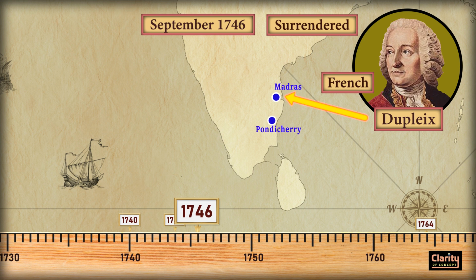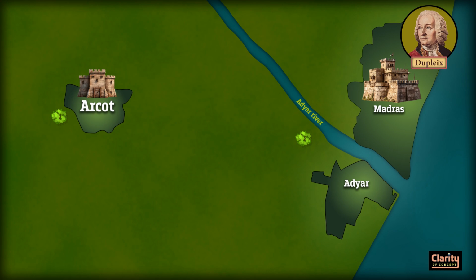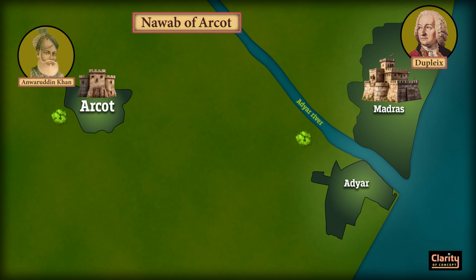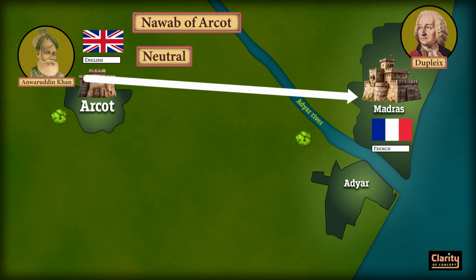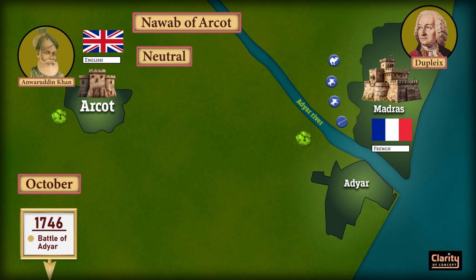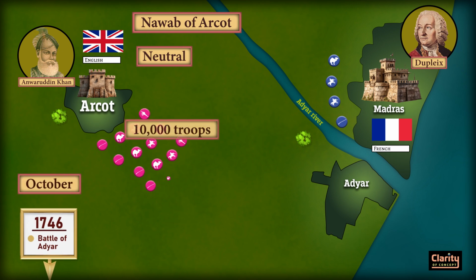After capturing Madras in September 1746, Dupleix aimed to strengthen his hold over the region. However, his success alarmed the Nawab of the Carnatic, Anwaruddin Muhammad Khan, who had initially stayed neutral. Concerned about growing French influence, Anwaruddin decided to support the British in an effort to recapture Madras. In response, Dupleix quickly mobilized his forces. In October 1746, the Nawab sent an army of 10,000 troops to confront the French.